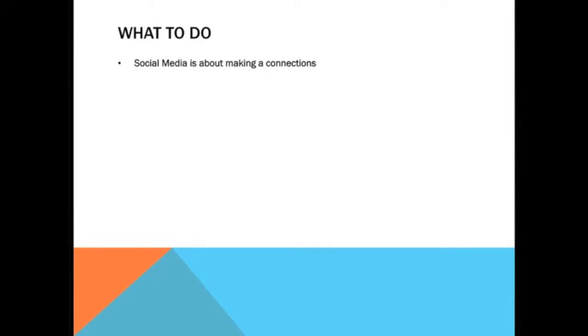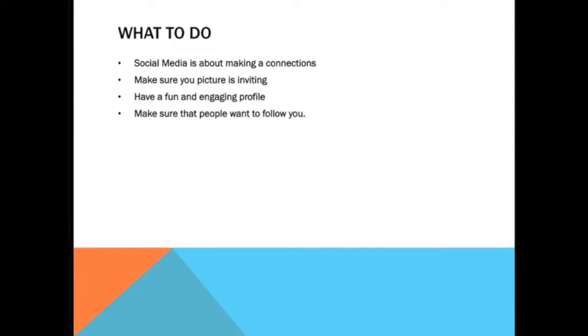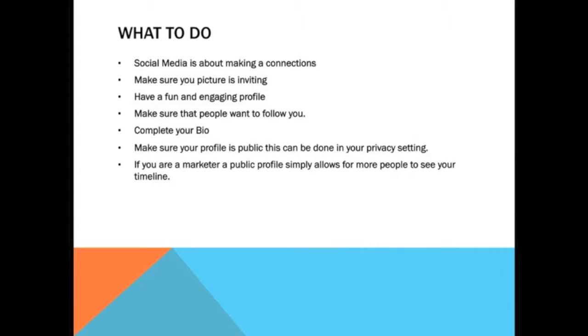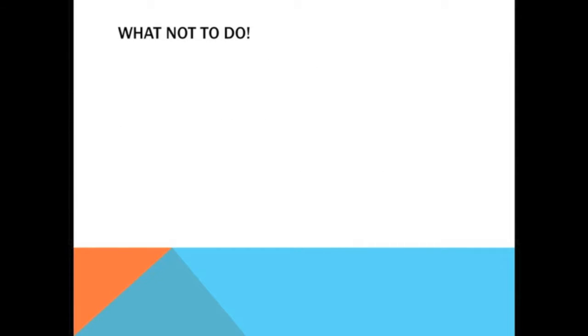Here's what to do. Social media is about making connections. Make sure your picture is inviting. Make sure you have a fun and engaging profile. Make sure people want to follow you. Complete your bio. Make sure your profile is public. This can be done in the privacy settings. If you're a marketer, a public profile allows people to see what you're doing. I know some of us feel like we're private people, but we want more eyes on what we're doing. We want to allow people to be nosy and see what we're doing. And set your profile so that people cannot just post on your timeline.